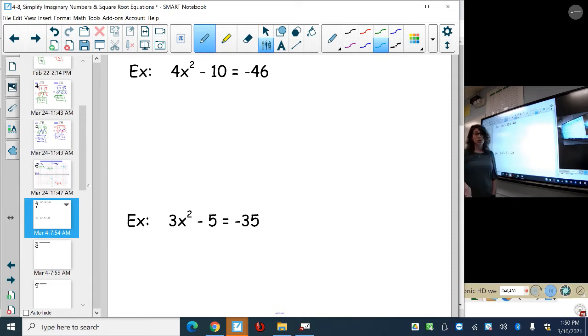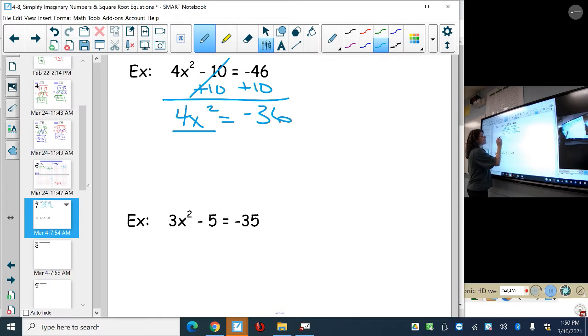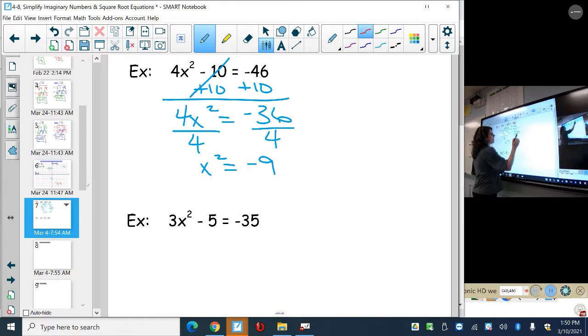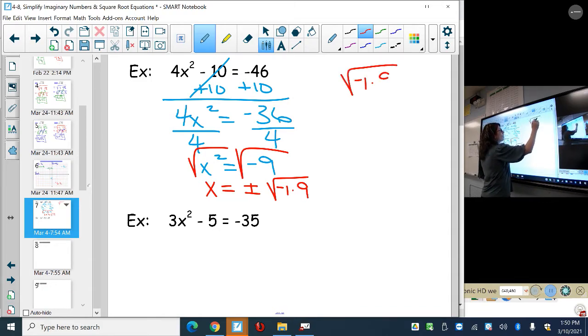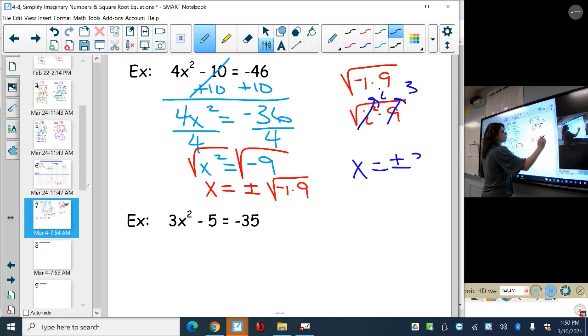Now, how do I solve equations? All right, so let's go ahead, and I'm going to solve for x by adding 10. So I have 4x squared is equal to negative 36. Divide each term by 4, and I'm going to get x squared is equal to negative 9. Now I need to take the square root of both sides. So that's going to be x is equal to plus or minus, this is going to be negative 1 times 9. The negative 1 is going to turn into i squared times 9, which pops out as an i, and this pops out as a 3, so x is equal to plus or minus 3i.